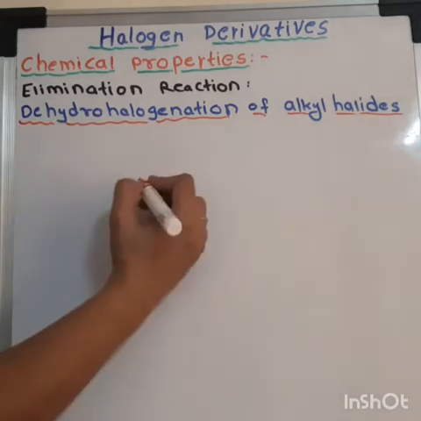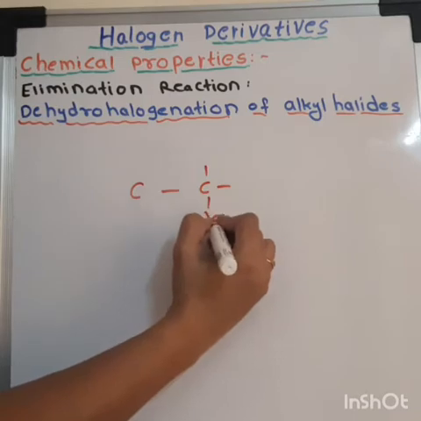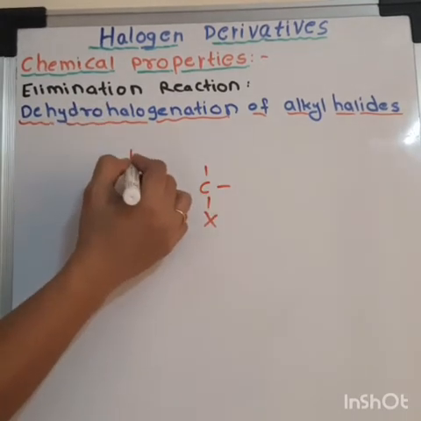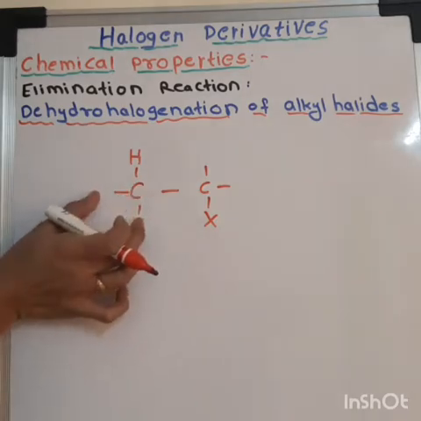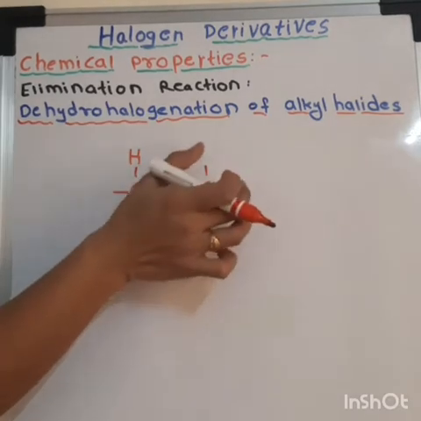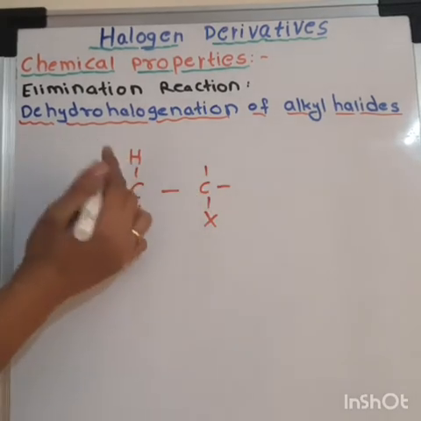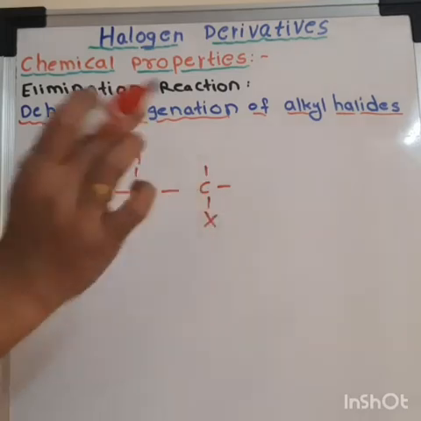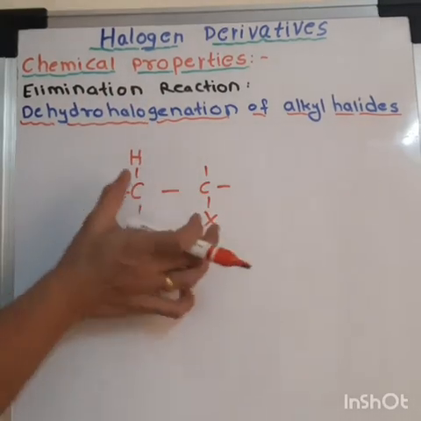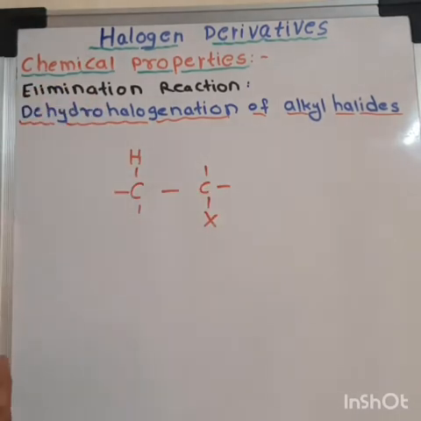Look at the alkyl halide. X means halogen atom. These two bonds may be attached with any alkyl group or hydrogen atoms. So, we require at least one hydrogen atom and a halogen atom in this alkyl halide. So, I am taking both of these: one hydrogen adjacent to the carbon atom which is attached with the halogen.